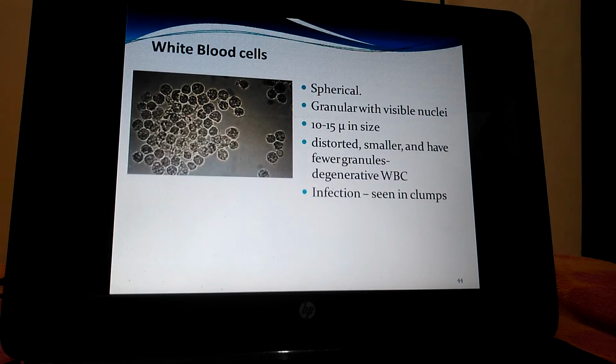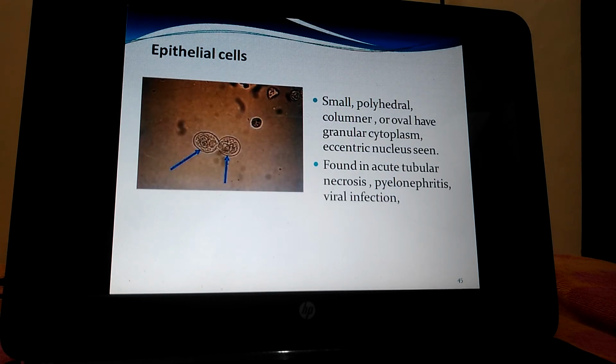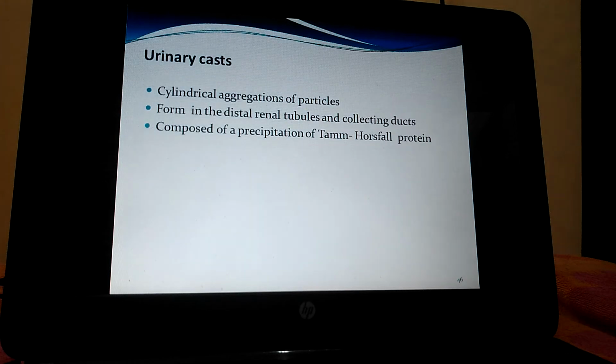White blood cells, these are spherical and granular with visible nuclei, 10 to 15 micron in size. Distorted, smaller, and with fewer granules are degenerative WBCs, mainly seen in infections in clumps. Epithelial cells, they are small, polyhedral, columnar or oval, have granular cytoplasm and eccentric nucleus. Found in acute tubular necrosis, pyelonephritis, viral infections.